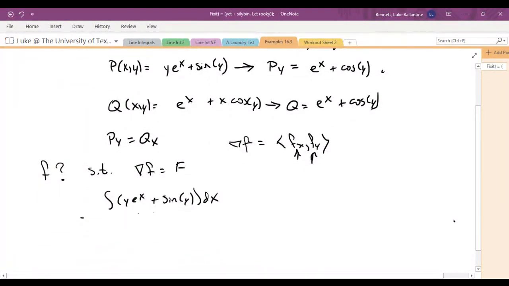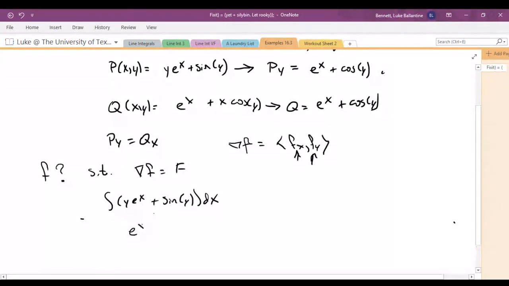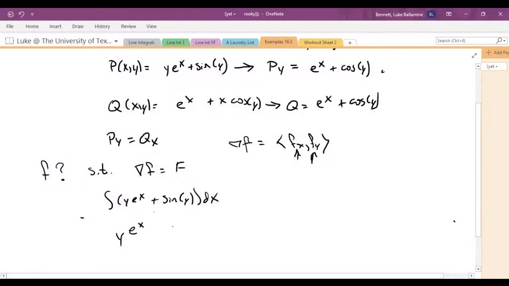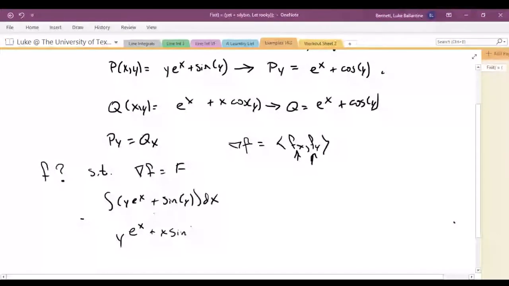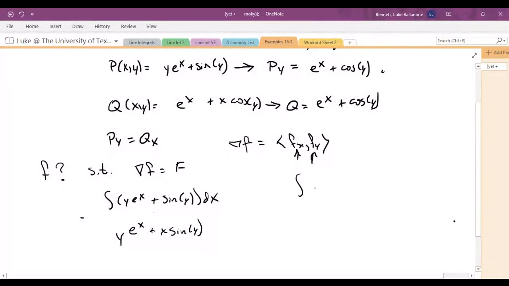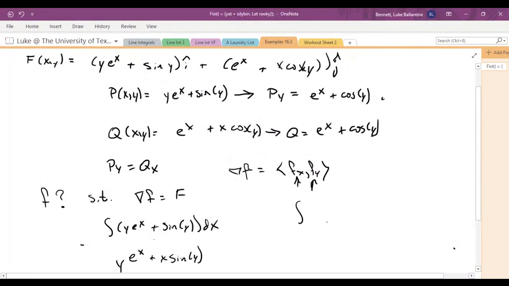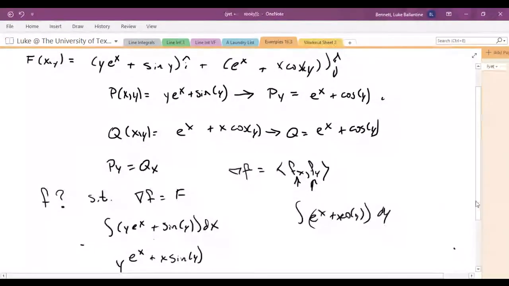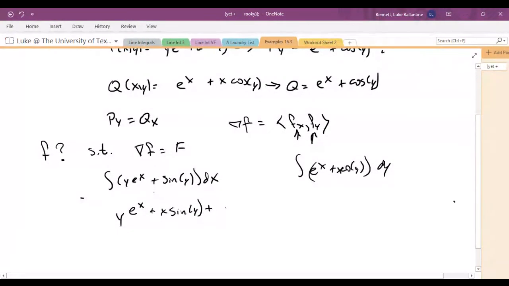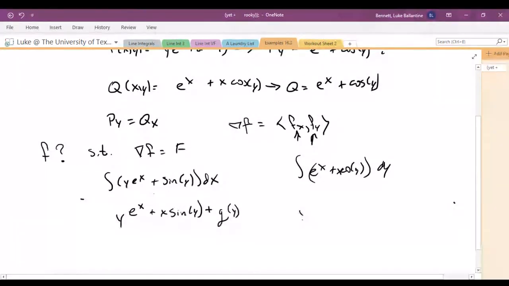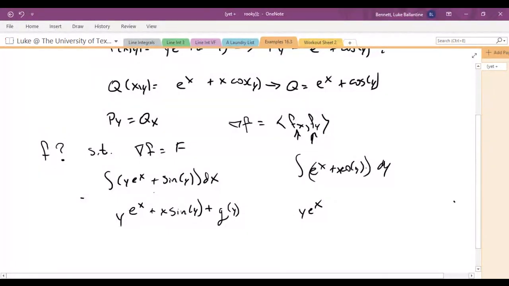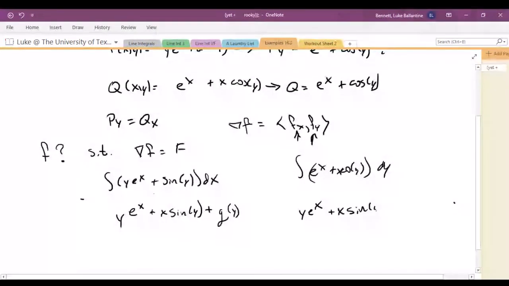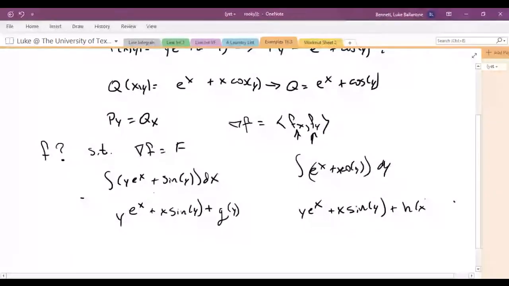Okay. So the integral of e to the x is just e to the x. The integral of cosine y is just x cosine y. Now the integral of Q, where Q is e to the x plus x cosine y, integrated with respect to y, what do we get? Oh yeah, don't forget to add your function of integration, g of y. Then we get y e to the x. The integral of cosine is positive sine, so we get x sine y plus h of x.